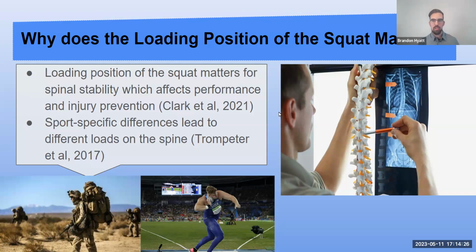So if you look at those pictures right there, the soldier wearing that super heavy backpack, that backpack probably weighs 80 pounds. It probably weighs a lot. You think that's going to have some sort of adaptation on that soldier? You think that he's going to need to train a squat differently than that shot put athlete? Most certainly, yes. So that's why this matters.